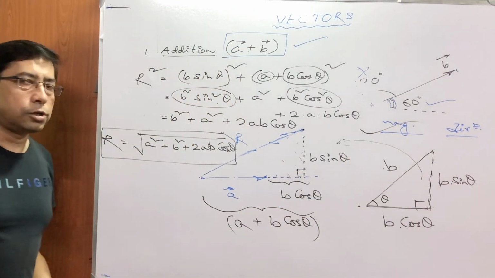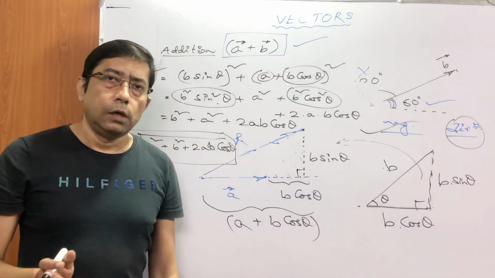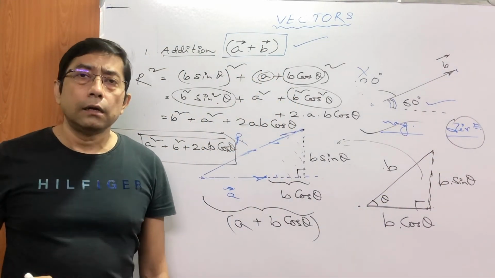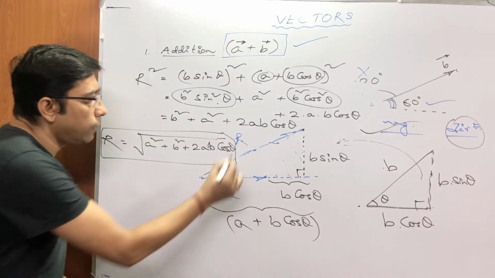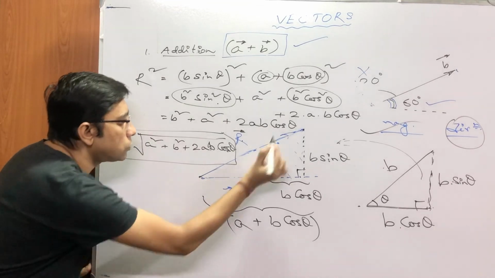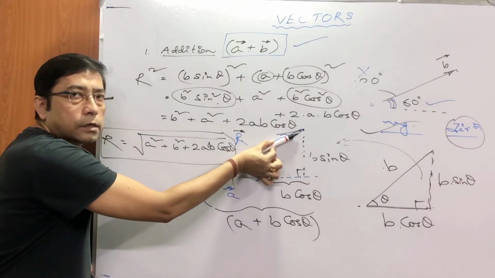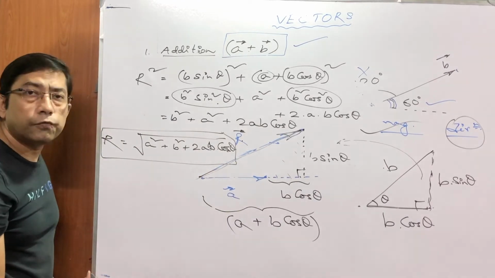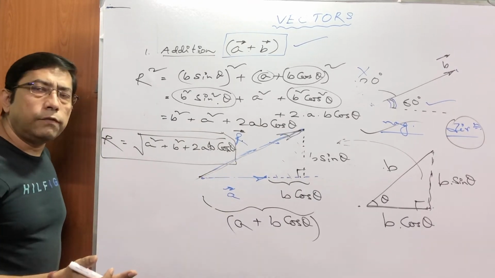Direction. How to find direction? Let me tell you one thing. I earlier told you direction means arrow and angle. Arrow is given in vector R. See this. This was drawn. So this is vector R resultant. Arrow is given. Now what to find? Angle of R. With what? With any vector, A or B.